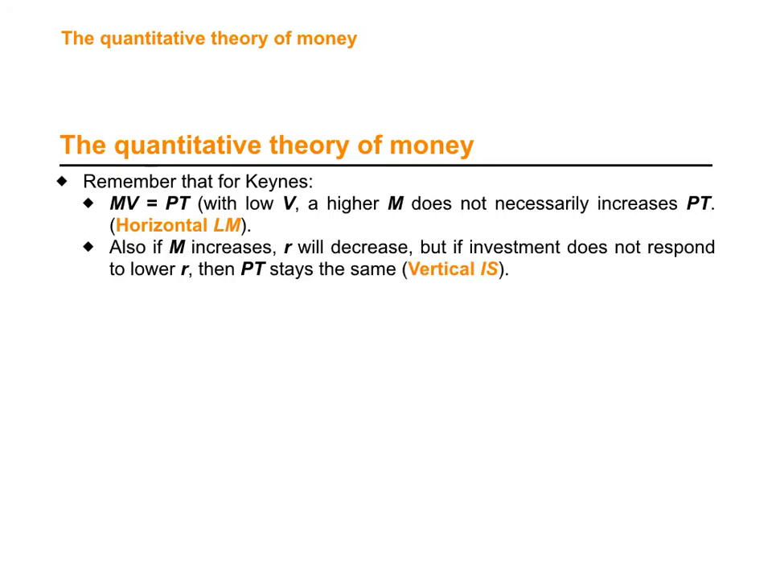Also, let's remember that when the money supply increases, according to Keynes as well, if investment doesn't respond to the reduction in the interest rate, then we are not going to see an increase in PT either, and this means that the IS is vertical. So in the cases in which we have a liquidity trap, and in the case in which we have a vertical IS, fiscal policy is going to be most effective. Monetary policy is not going to be that effective.